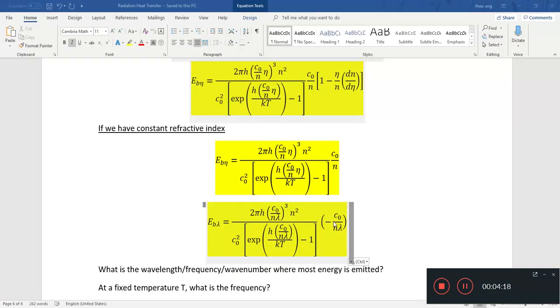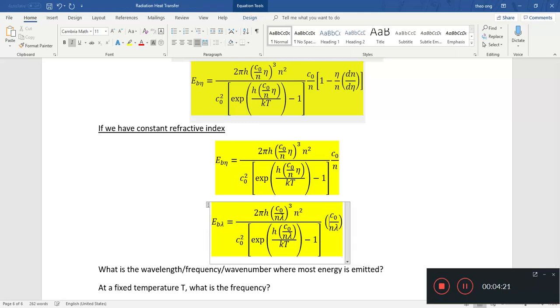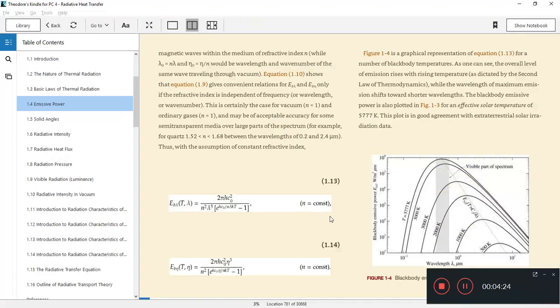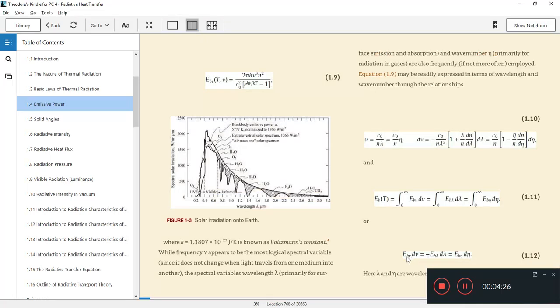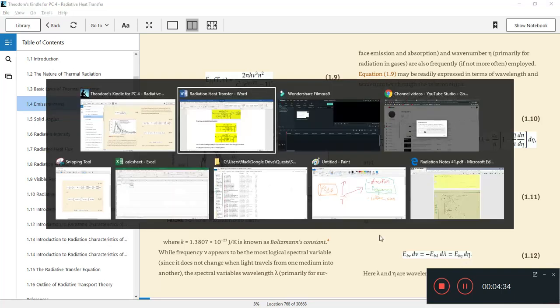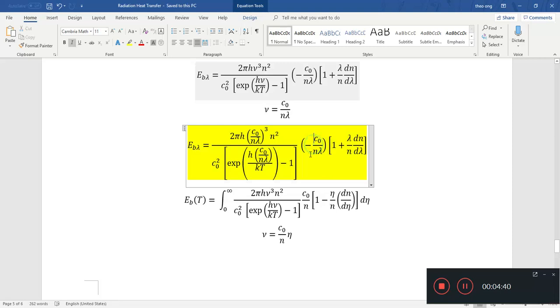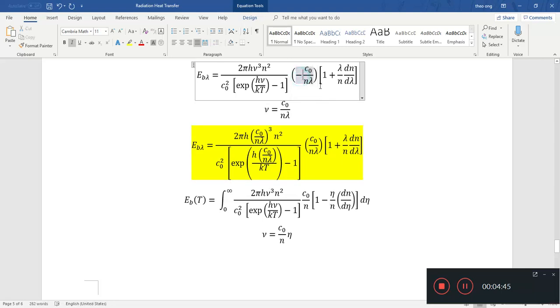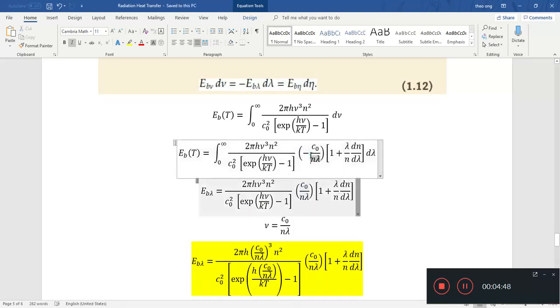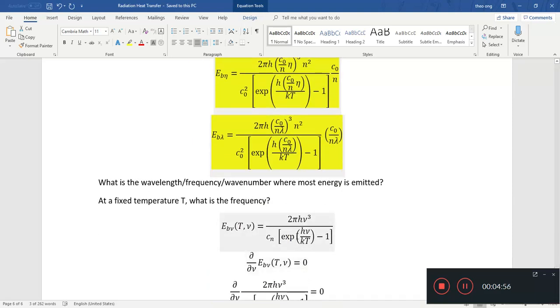Yes, I think I made a mistake. Actually, E_b,lambda should not have this minus sign here. If we take a look at this relation, it says that E_b dV equals minus E_b,lambda d lambda equals E_b,eta d eta. So actually E_b,lambda should not even have this minus sign there. So again, I have to take this out. That's just a correction from the last video. This kind of stays the same. It's just when we isolate out E_b,lambda, we have to do some changes. But other than that, it's pretty much the same.